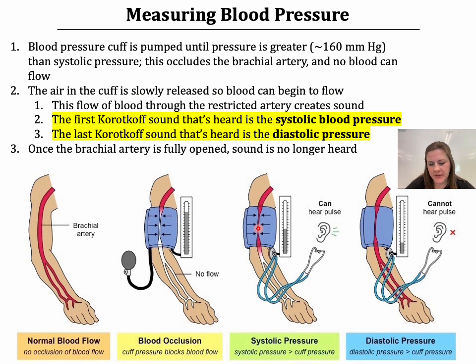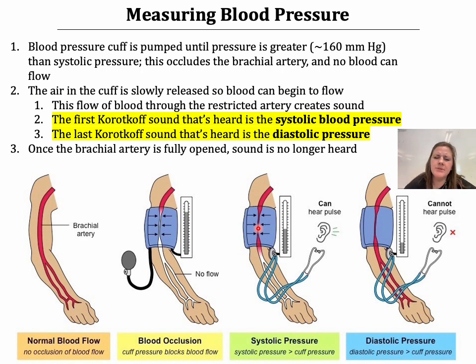You're going to continue to hear sound as blood moves through that constricted artery. It's going to be turbulent and produce sound. And then it's going to come to a point where you no longer hear that blood flow. And that last sound, that last Korotkoff sound, is the diastolic pressure. Then you release the air, the blood will flow through the brachial artery very easily, so no sound is going to be heard during that point.